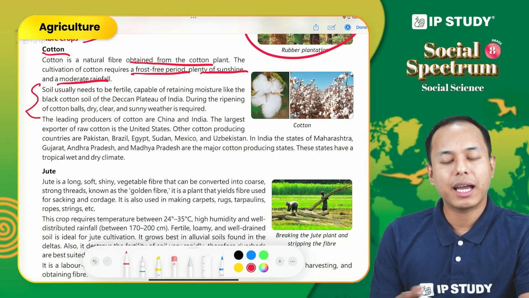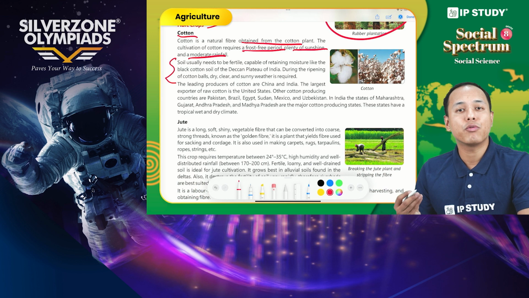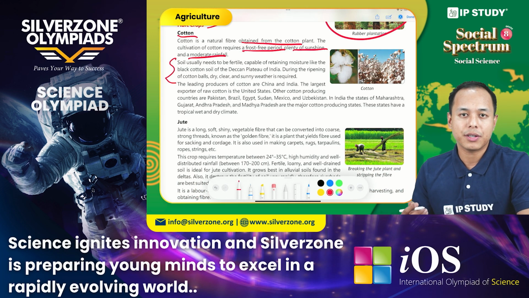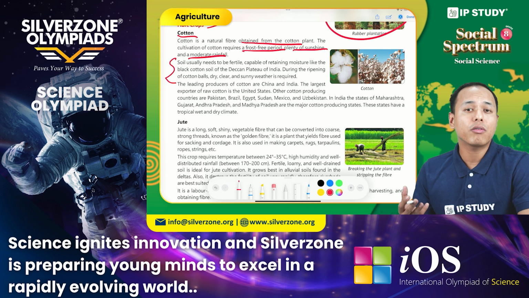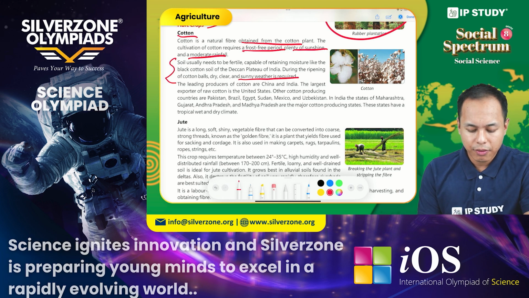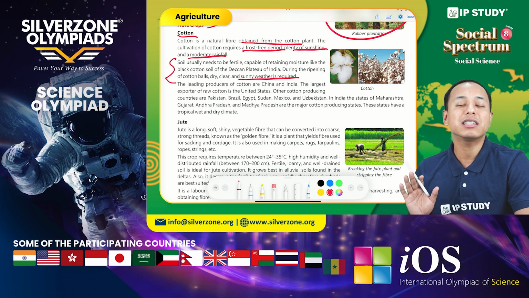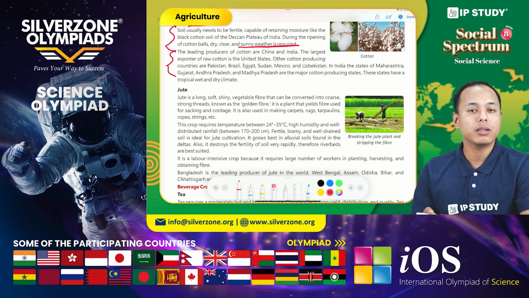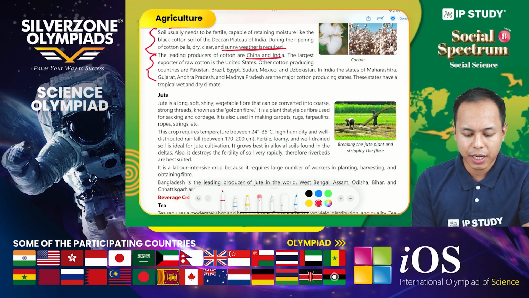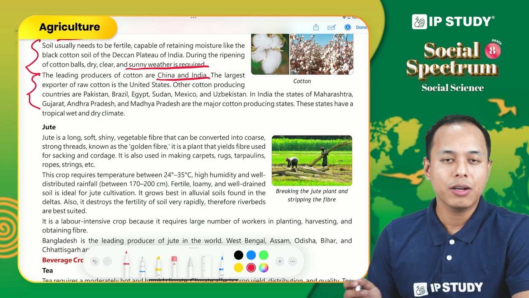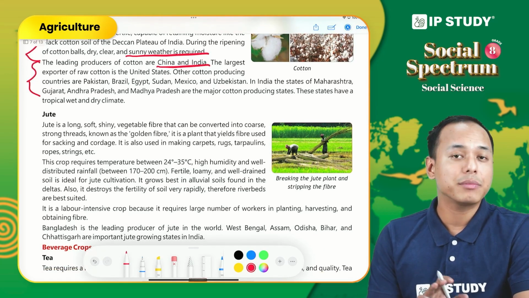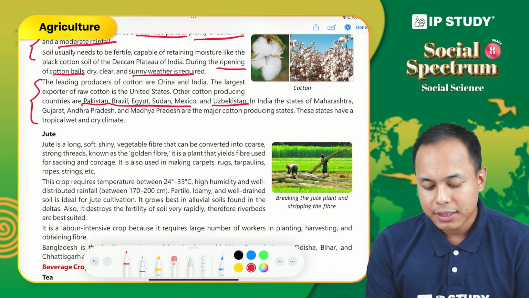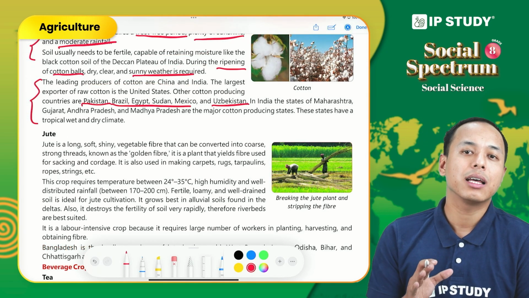Soil has to be fertile, which can actually retain moisture, and black soil is very much suitable for cotton cultivation. And during the ripening of cotton bolls, sunny weather and clear sky are required. If you look at the leading producers of cotton, we have China and India. Apart from China and India, we also have Pakistan, Brazil, Egypt, Sudan, Mexico, Uzbekistan. So these are the countries that produce cotton.